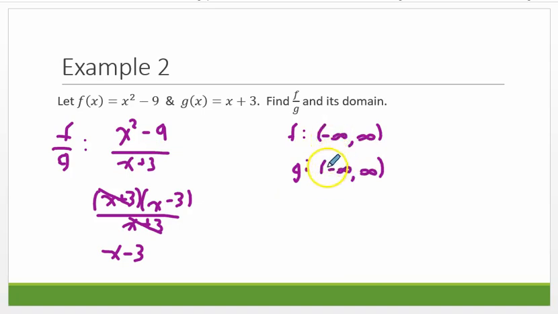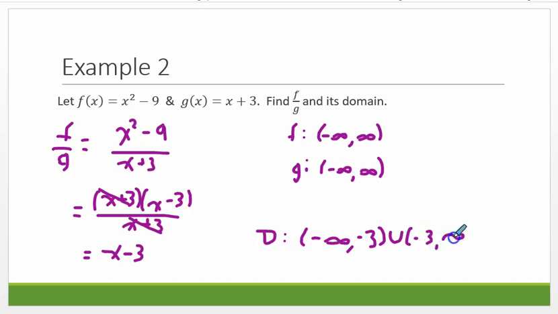But there's that extra restriction I gave you guys on the rules that says if you are doing division, then you also have to make sure that the bottom of your fraction does not have any zero values. Now, even though I got rid of the fraction eventually, my original expression does still have a fraction in it, so I need to make sure that I actually get rid of that -3 value. So for f over g, my domain needs to exclude -3, so I'm going to say all the numbers from -infinity to -3, and then all the numbers from -3 to infinity.